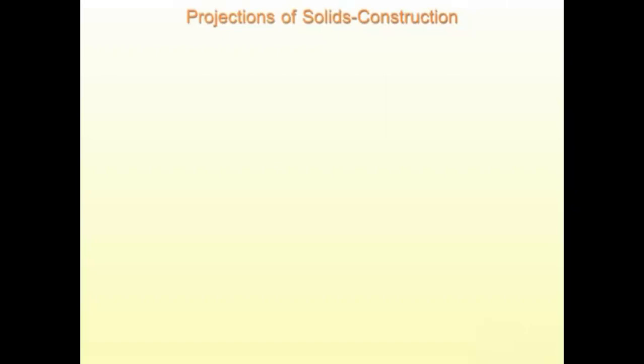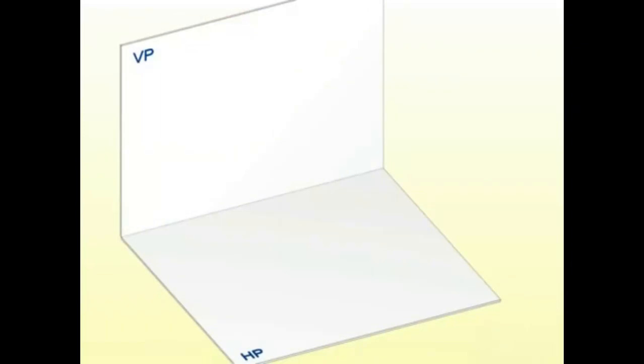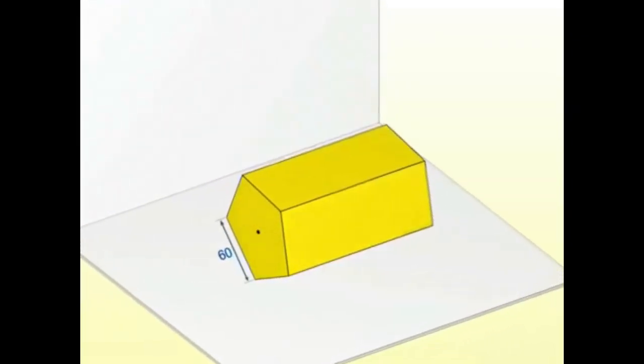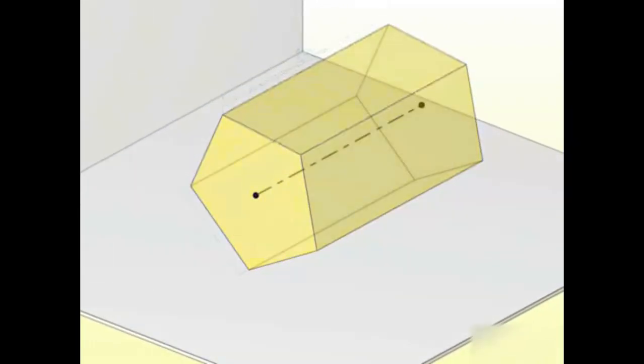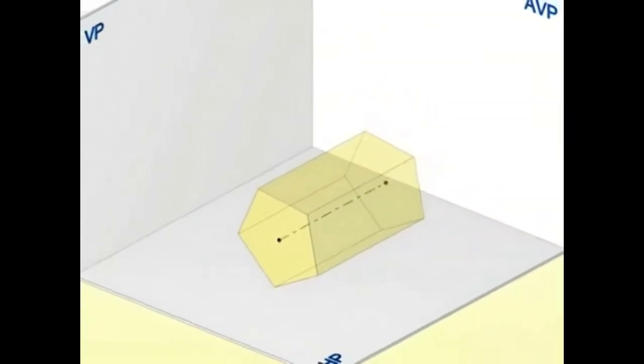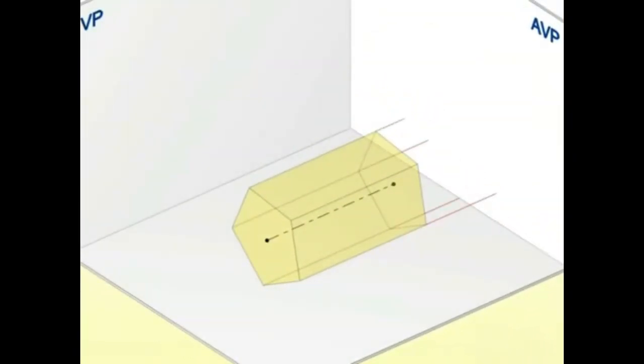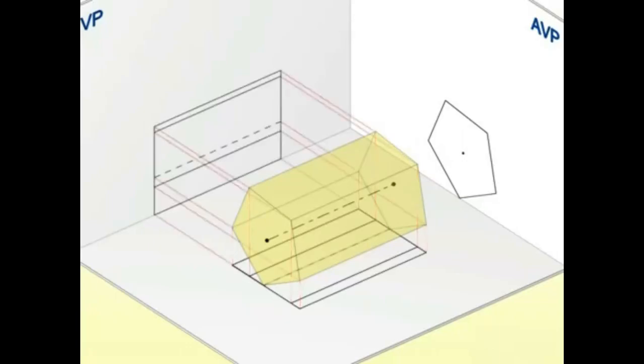Well, let's carry on the discussion of the projections of solids. We'll study the case in which a right pentagonal prism is resting on HP with its axis parallel to both HP and VP. As the axis is parallel to both the planes, it does not intersect either of them. However, the projection onto AVP gives the true shape and size of the prism. So, we'll draw the side view first, then the top and front views by projecting the lines from the side view.